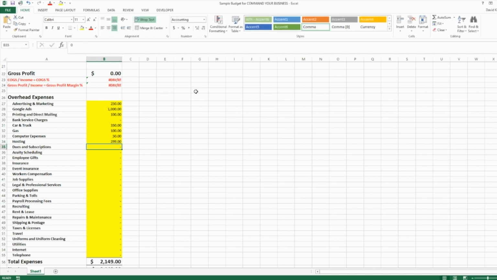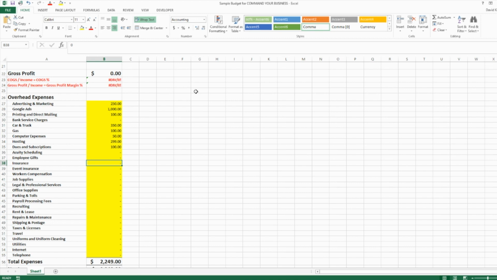My other dues and subscriptions, this is things like QuickBooks subscription, Airtable, scheduling software, anything that you pay a month, Spotify, anything for your business that you use to generate income. I actually have no idea how much in total subscriptions, so let's put in 100 for now, and we can always adjust later on. Scheduling, I don't have a separate scheduling software, so I'll leave that blank. Employee gifts, I don't expect on a monthly basis to be giving my employees any kind of gifts.